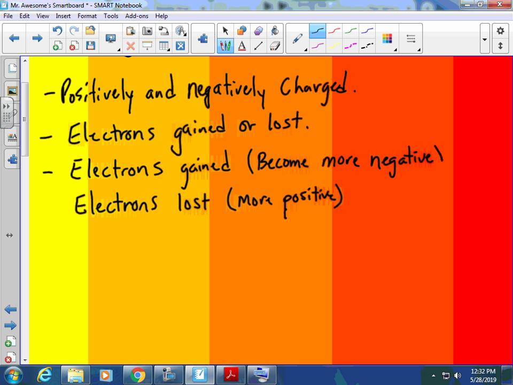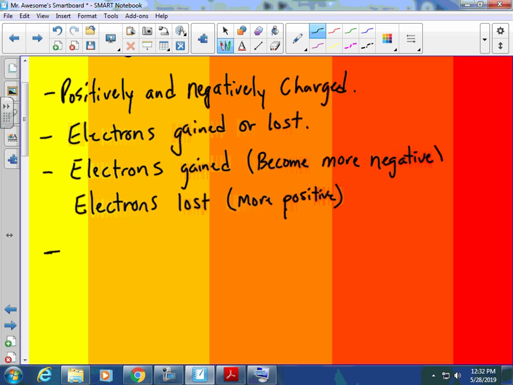I want you to put this in your notes even though the example is done. Basically, in order to become stable, elements want to have that full outermost energy level. So they'll either gain enough electrons to get a full outermost energy level, which in the majority of cases means they're going to gain enough to get 8, or they're just going to lose all of their outside electrons, because that makes the next energy level the outside and it's full.